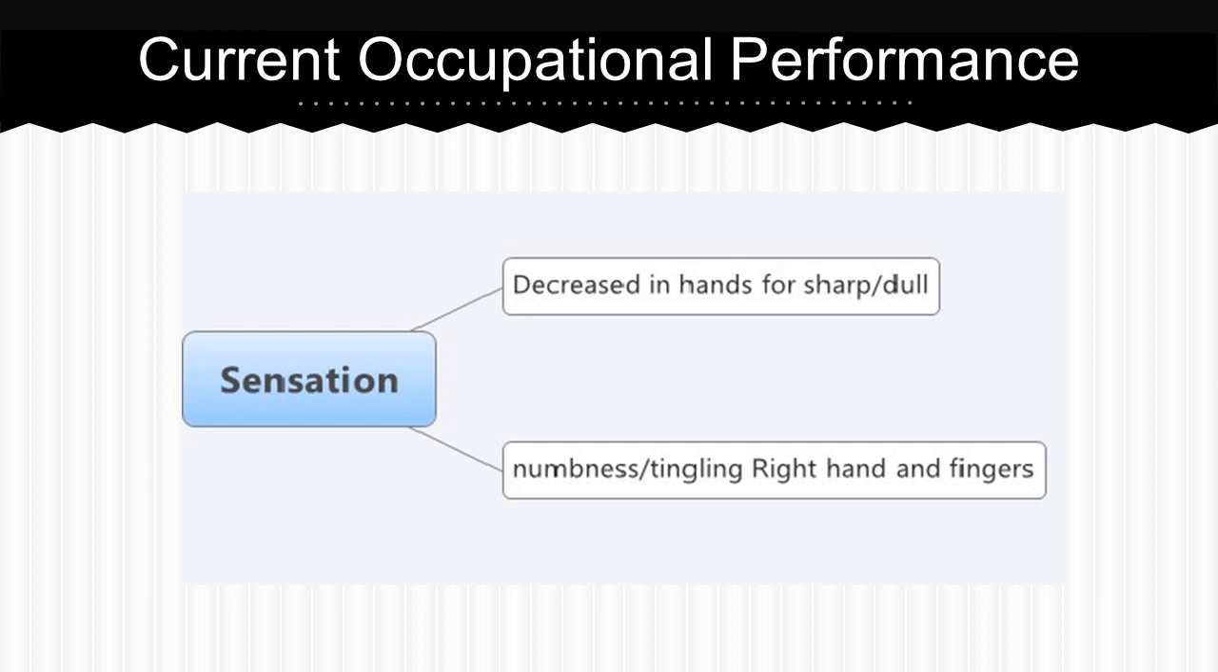For sensation, Dmitri's evaluation demonstrated that he had decreased sensation for sharp and dull in his right upper extremity. He also complained of numbness and tingling in his right hand and fingers. Through this evaluation, we see that he had decreased sensation, which will be something we will need to work on.